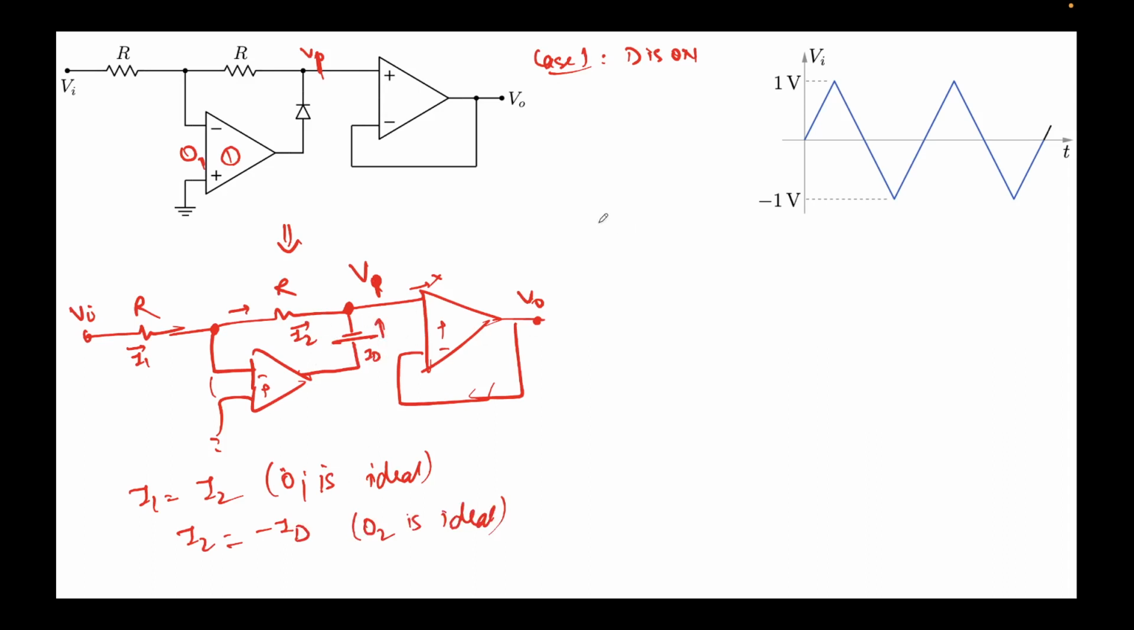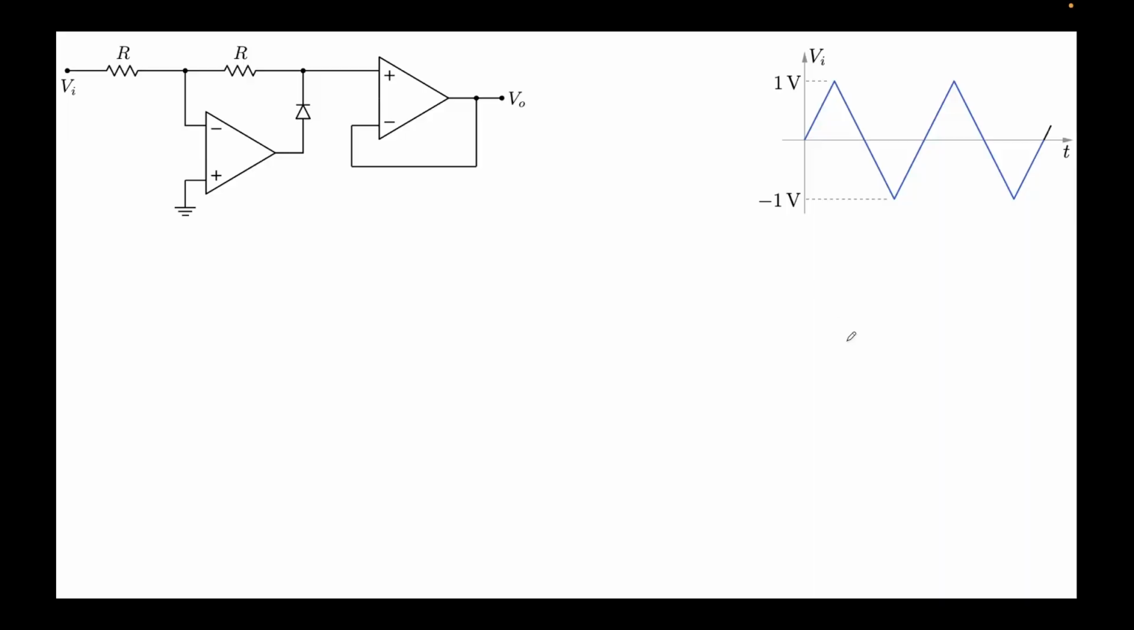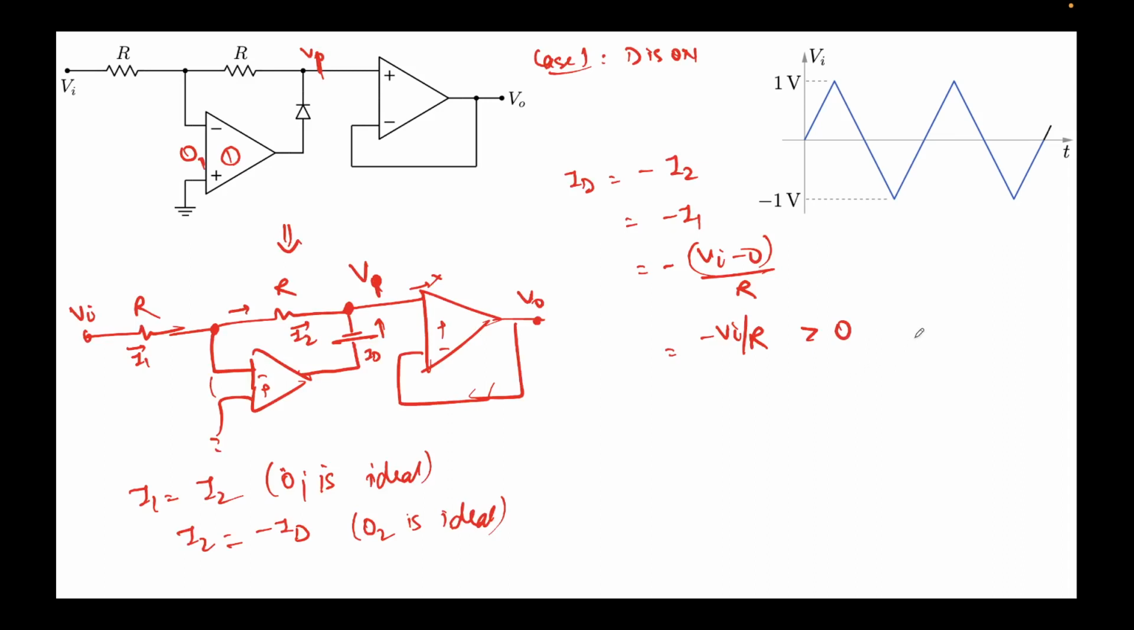So what this means is that now I'll try to write the expression for I2. ID is nothing but minus I2, which is the same as minus I1, and the expression for I1 I can write as minus VI minus 0 over R. So this comes out to be minus VI by R. So ID I obtained is minus VI by R, and we know that this has to be positive, then only this diode will conduct, correct? This implies VI has to be negative. So only when VI is negative, this diode is conducting, right?